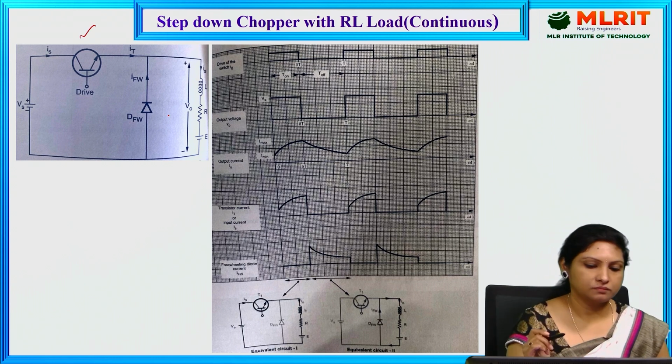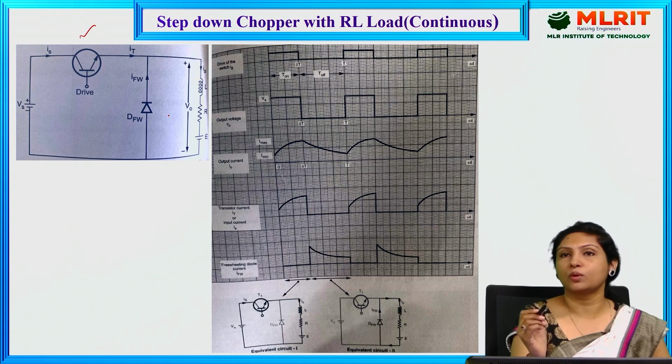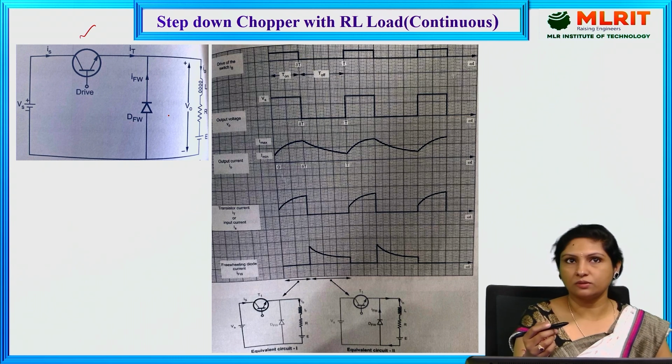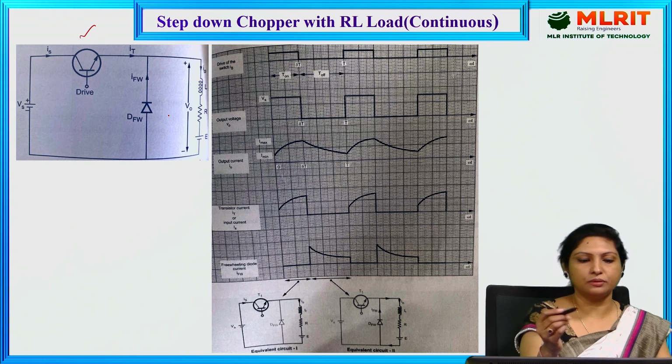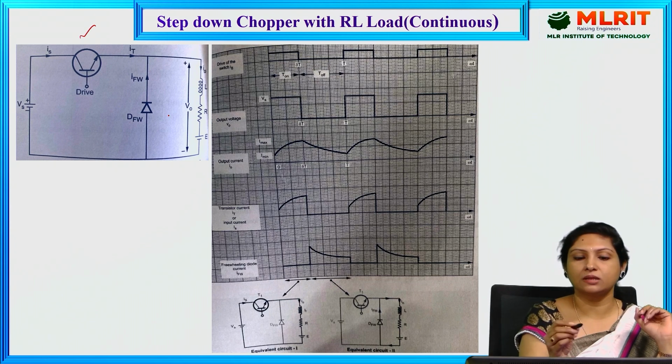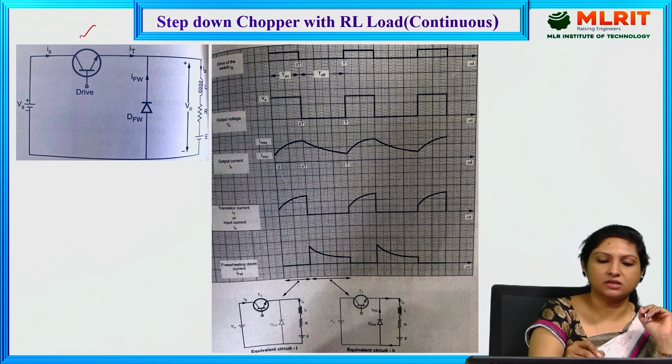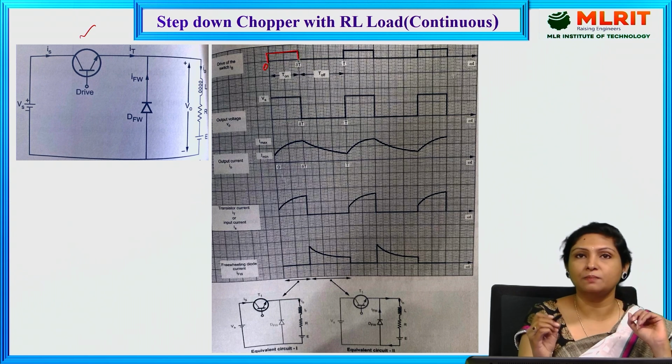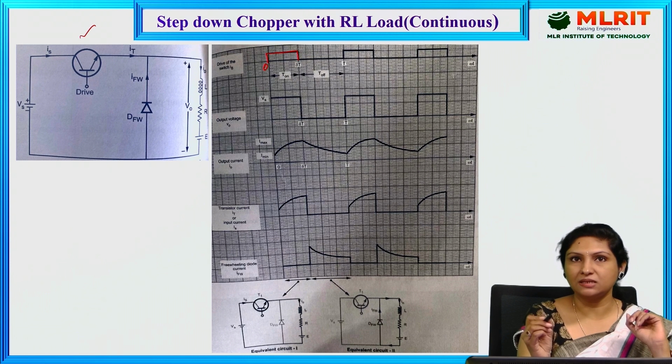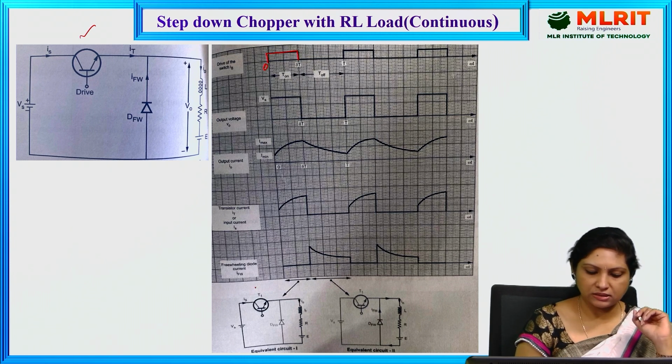And here, if you see, we have provided the base drive. Let us observe the waveforms for this particular circuit. Initially, we have provided the base drive right from the instant called 0, from 0 to delta t. The moment I provided the base drive, the transistor starts conducting. Since I have provided the base drive, transistor is on and it is conducting current through the load in this direction.